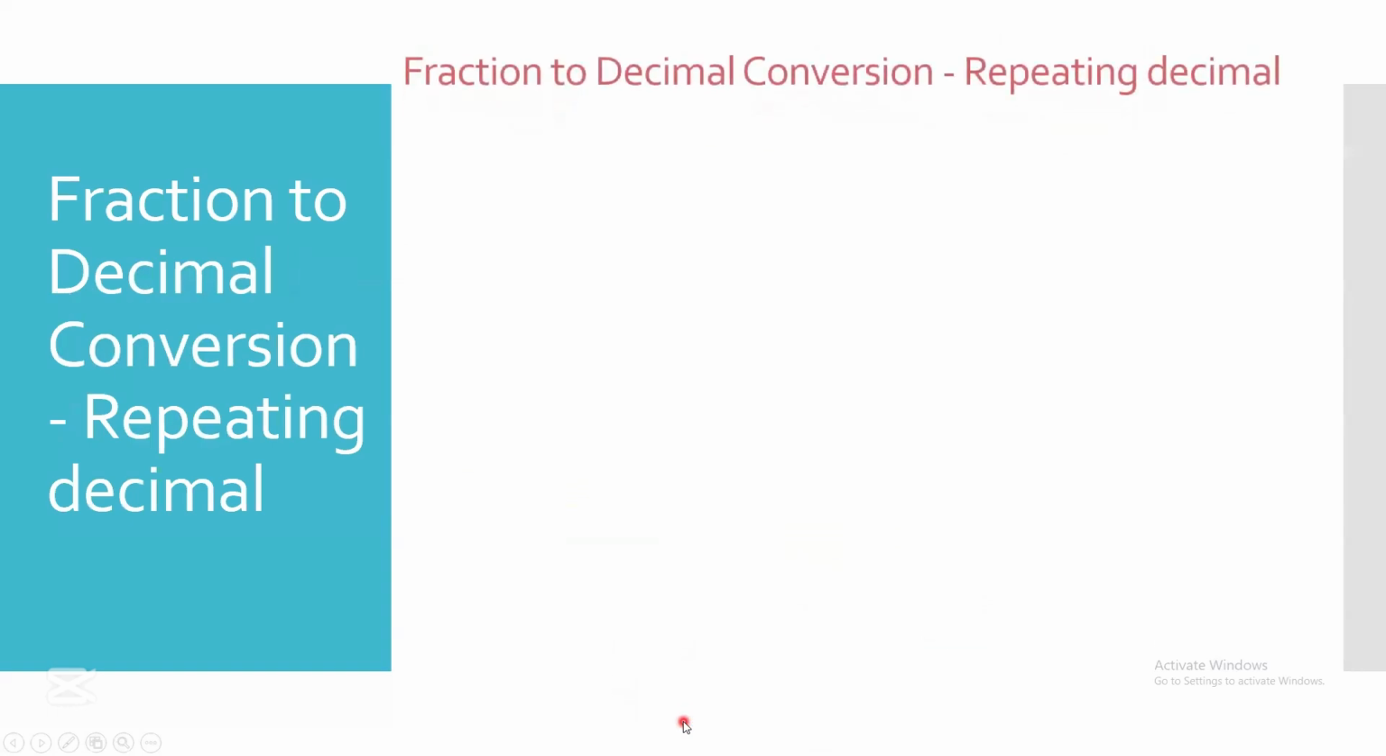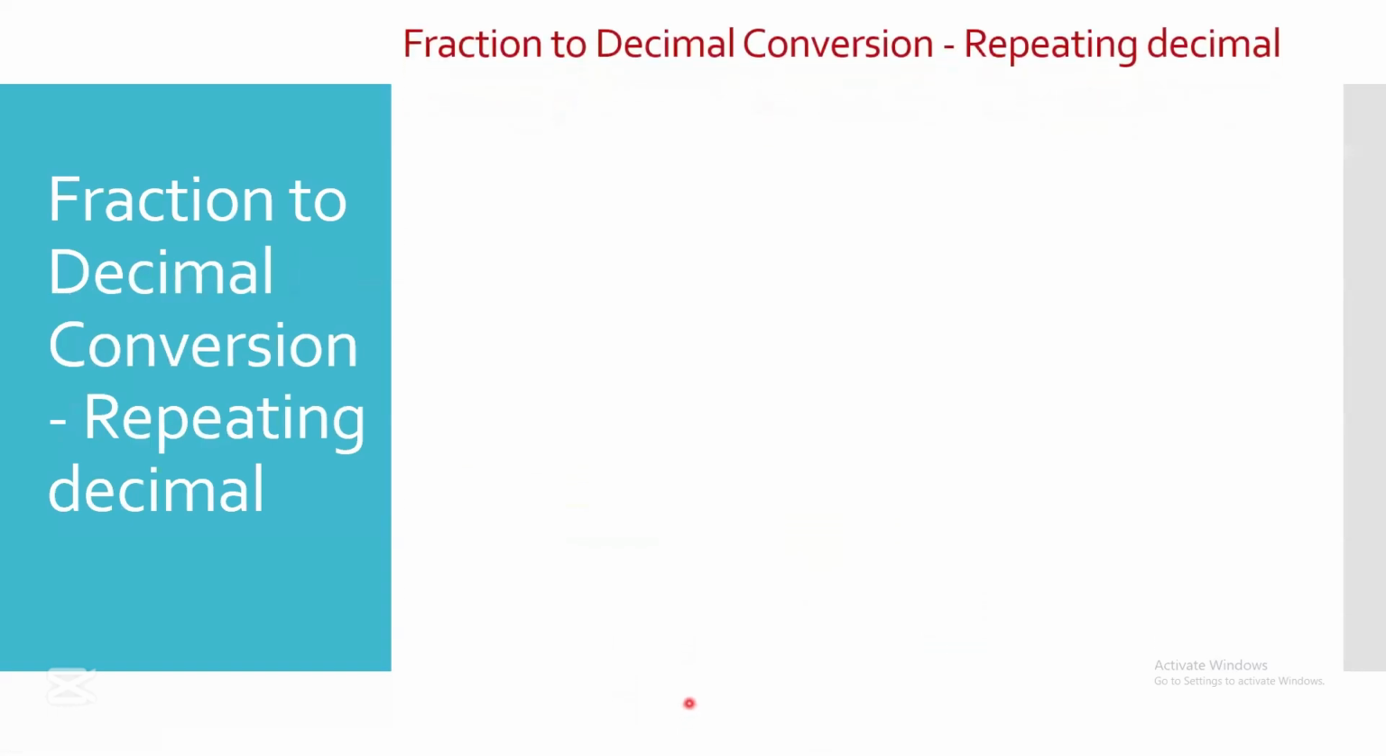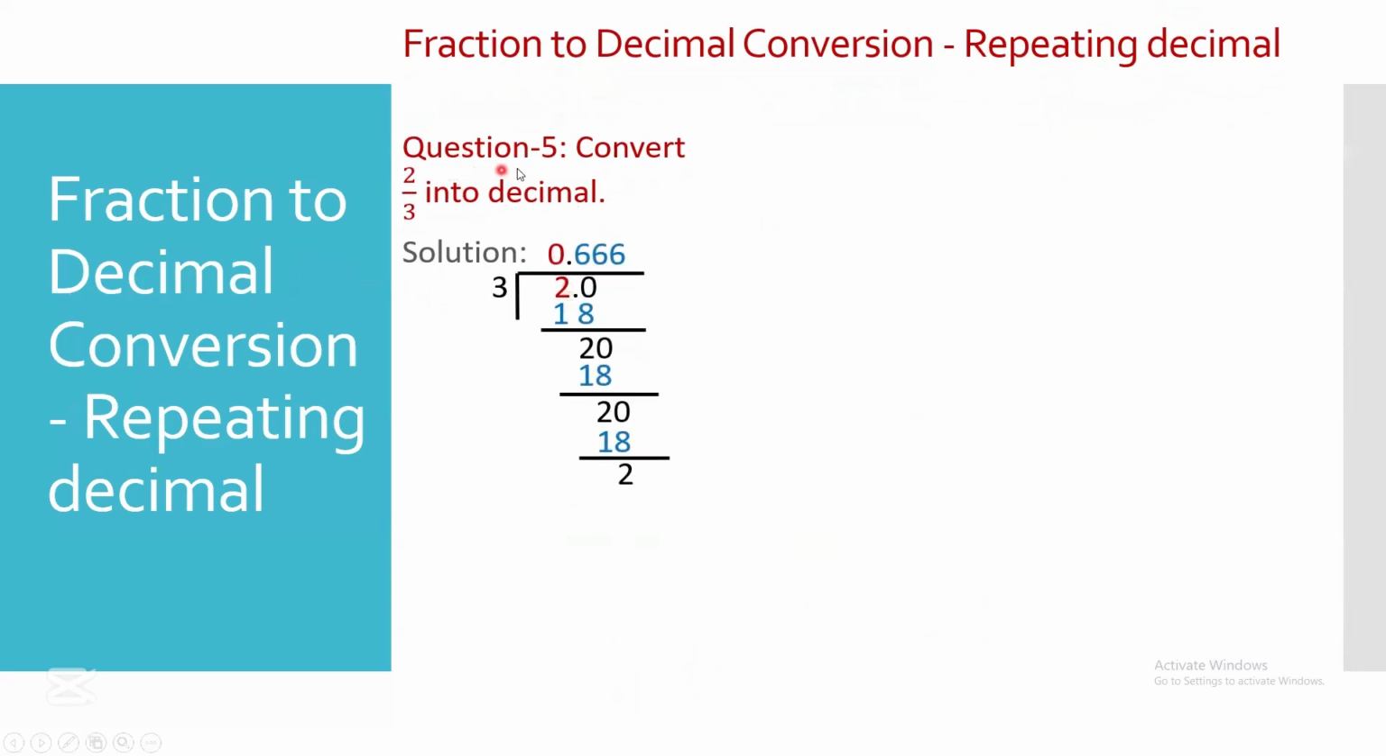So my dear students, let's see some more examples of converting a fraction into a decimal. And here it is a special type, called repeating decimal. So far we have seen examples where the decimal does not repeat. Now the repeating decimal, what does it mean? We'll become sure after solving it. Now see question number 5. Convert 2 by 3 into decimal.